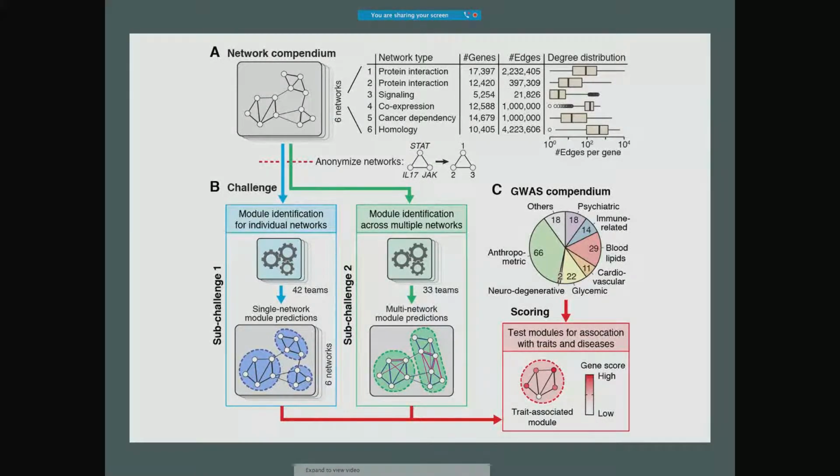Okay? And there were two challenges. One in which each network was anonymized separately. So there were 6 different networks. You just had to take the structure of the network and try to produce modules. And the other was when the same persistent identifier, so you couldn't tell this was IL-17, it was only some anonymous number, but then you can follow the same gene through all 6 networks and maybe do an integrative analysis on all the types of data.